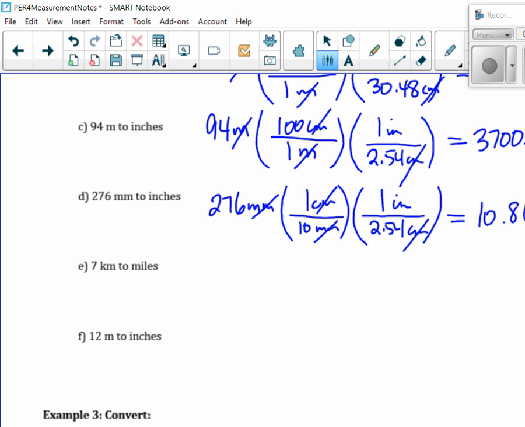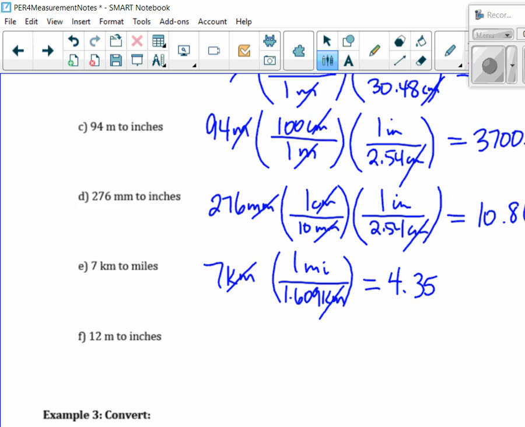Okay, so 7 kilometers to miles. So do we have a kilometers to miles? Yes. So the 1.609 kilometers goes on the bottom, the 1 mile goes on top, the kilometers cancel, and we get 7 divided by 1.609, 4.351, and that would be miles. Okay, last one, 12 meters to inches.